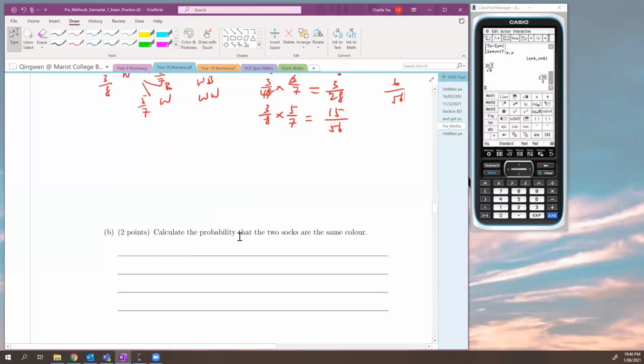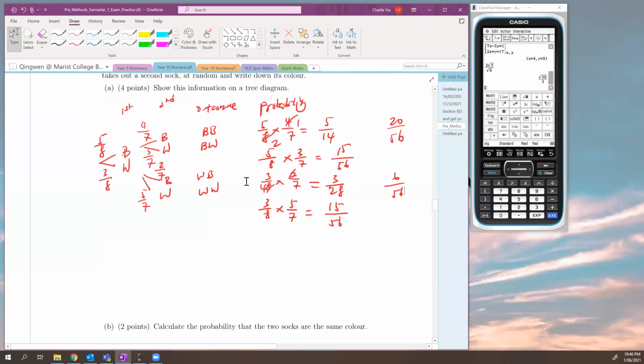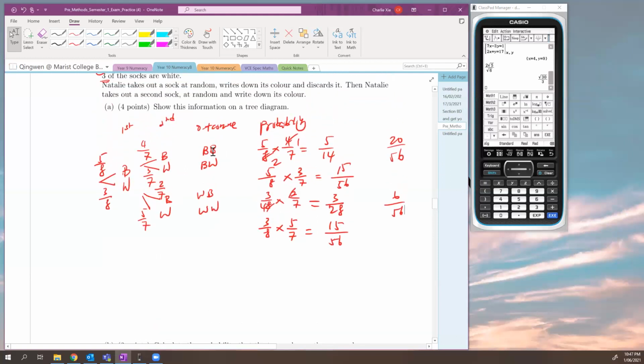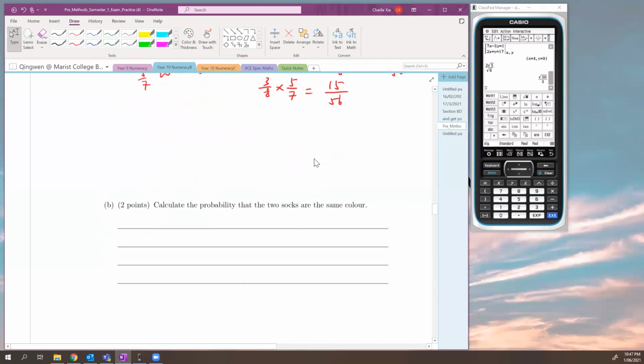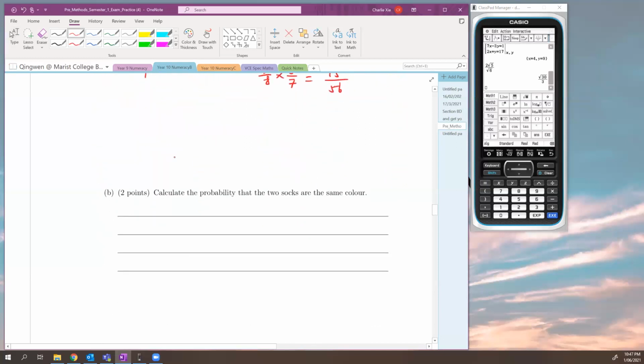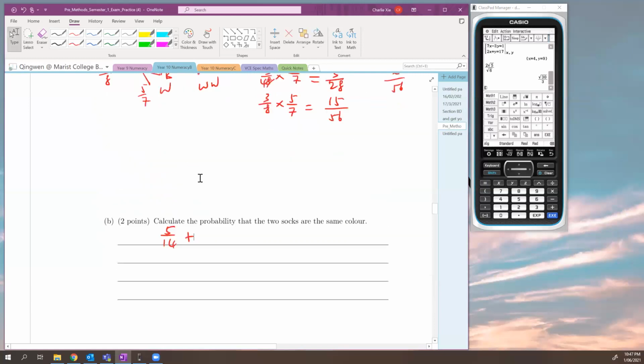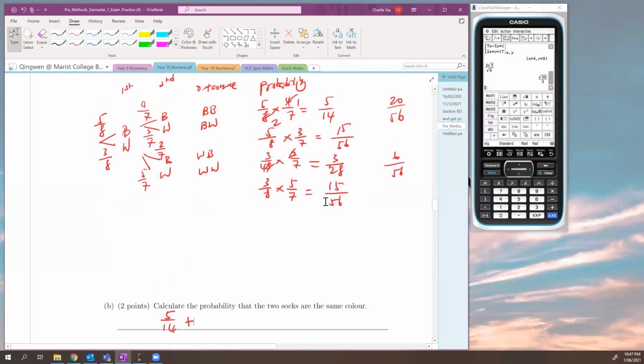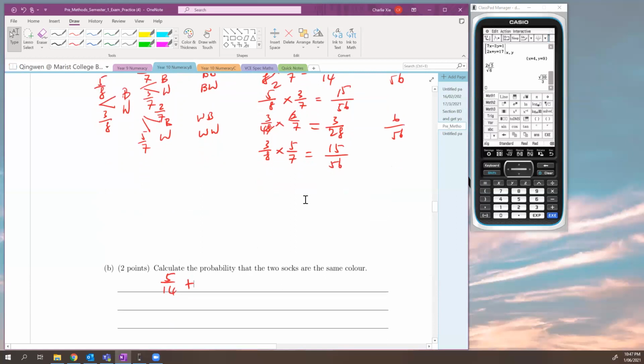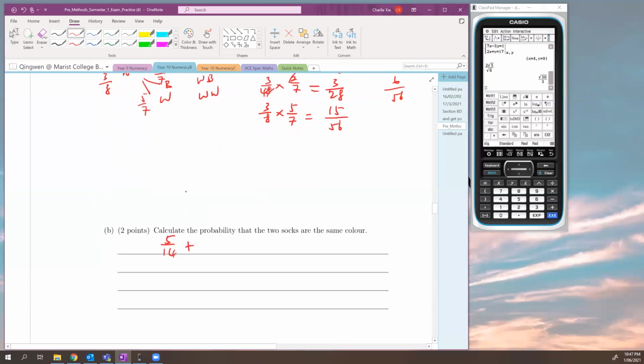B, calculate the probability that 2 socks are the same color. We look at that. B, black is 5 out of 14. And we still have the other option, which is white. So 2 times they got white socks, then they got white socks, 15 out of 56. Okay, you could just do that in your calculator.